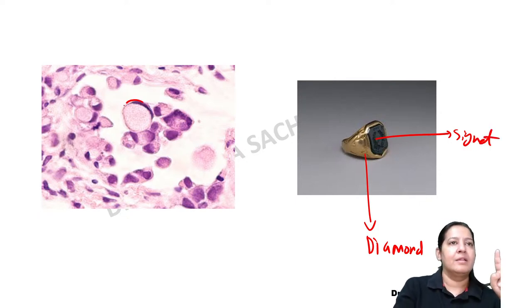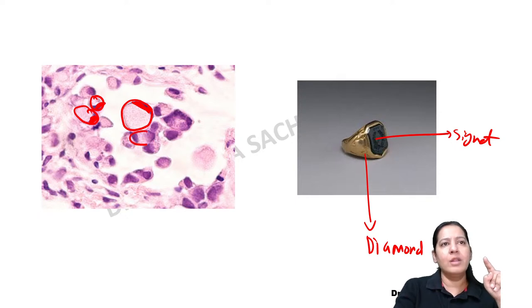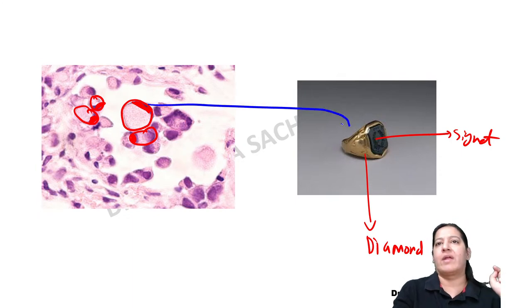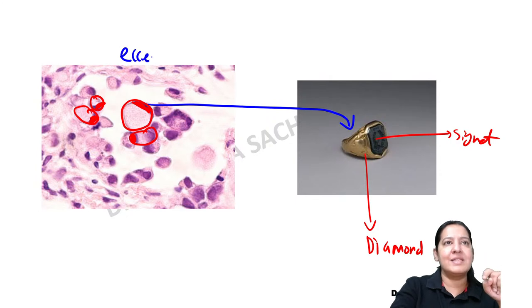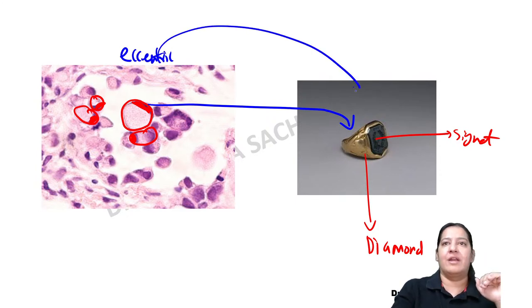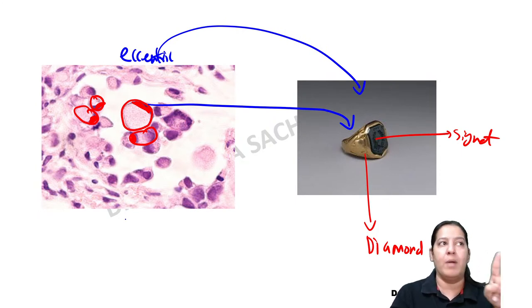Now see the cell, the cell in the tumor. This is the cell. This is the nucleus. In all the cells, you can see the tumor cells are looking like a signet ring because of the eccentric nucleus. The nucleus in the tumor cells is eccentric. That's why they have the appearance of a signet ring. Such a tumor is known as signet ring carcinoma. Yes, because of the eccentric nucleus, Hamza.